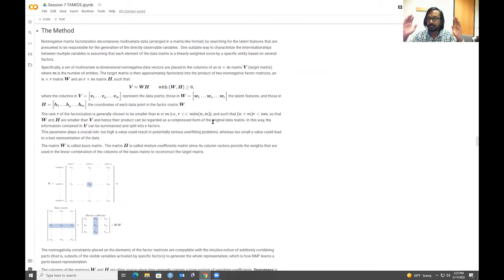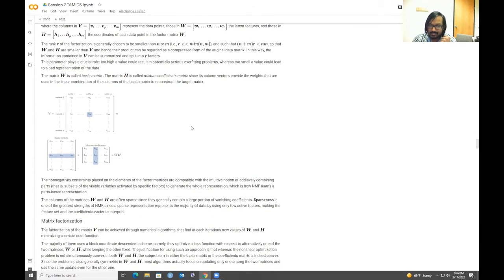We have a matrix phi with a lot of columns, a lot of entities. We are going to reduce the dimension by representing this phi, not by this huge matrix V, but as the product of two matrices, W and H. This W has a rank R, which means its dimension is smaller. So we are doing reduction of dimensions.